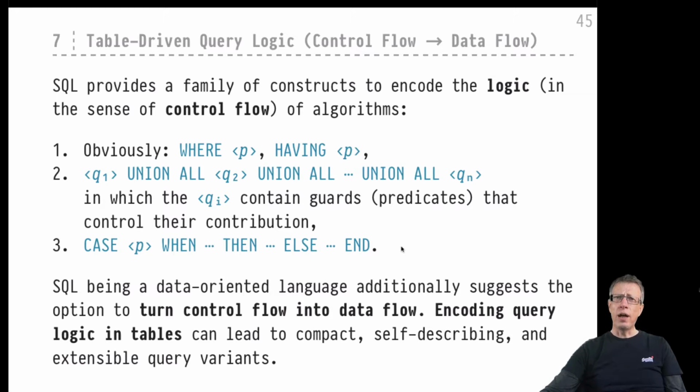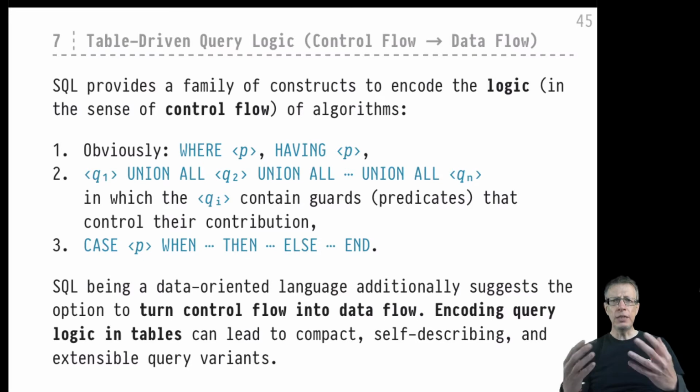And then there is one other way, a more data-oriented way to implement control flow in a query. And this is actually a technique where we turn control flow into data flow. So what we will do is we encode query logic or a decision by an algorithm using the rows of a particular table. So that table will have a mapping from a current state of the system to a decision that is to be performed in this particular state.